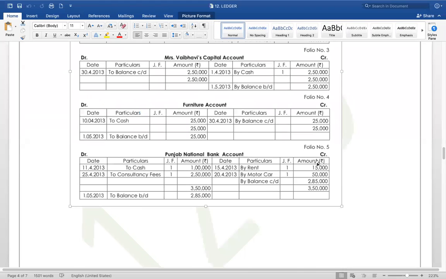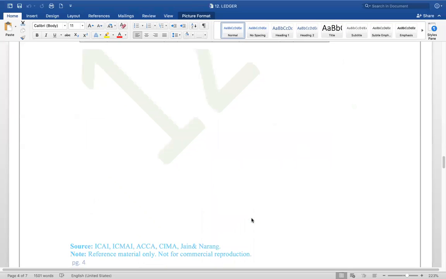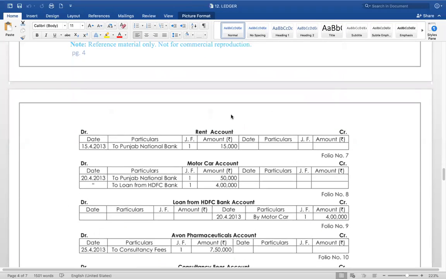Okay, so rent account. Punjab National Bank is credited with rent account. Now, what is to be done in rent account? Let's come back to the rent account. Now, rent account is debited with the Punjab National Bank.